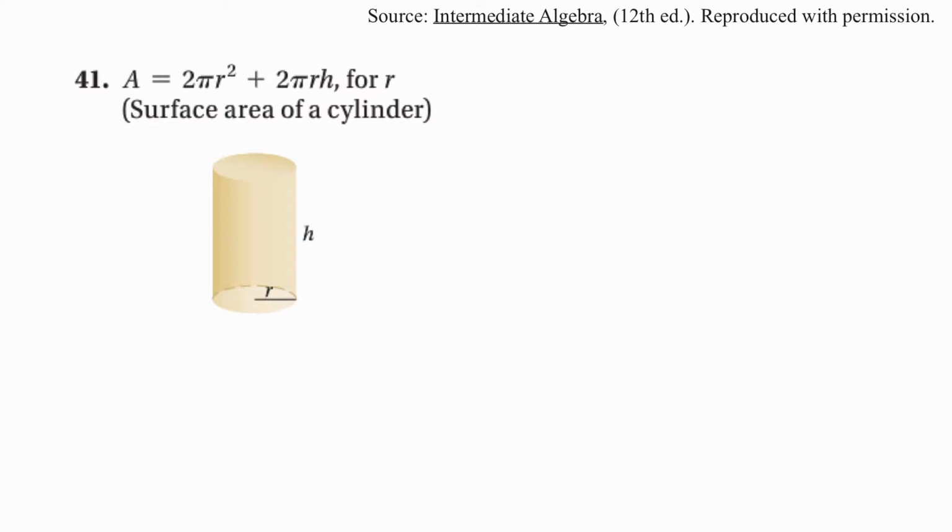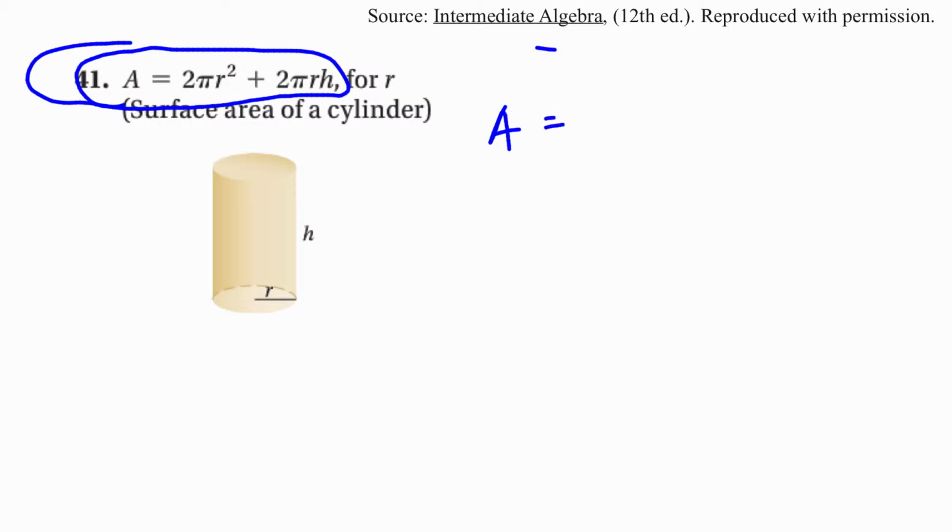Okay, here's a question where you are asked to solve this equation here for r. So I've got to solve this equation right there for r. Okay, so let me write it out. A equals 2 pi r squared plus 2 pi r h. Okay, so I have to solve for r.